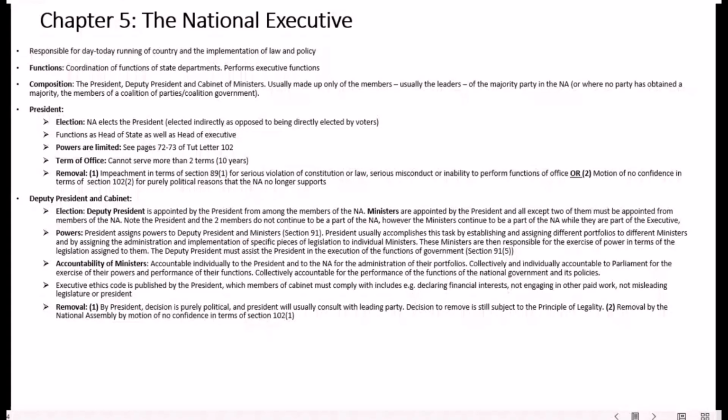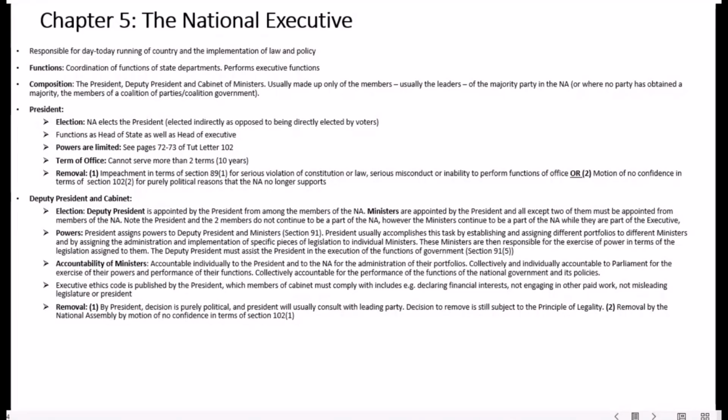And then a bit on the president, colleagues. The president is elected by the National Assembly. So we do not elect the president directly like some other countries, but we elect him indirectly through the political parties. The president functions as the head of state as well as the head of the executive. The president's powers are limited. Please look at pages 72 to 73 of your tutorial letter for these limitations.